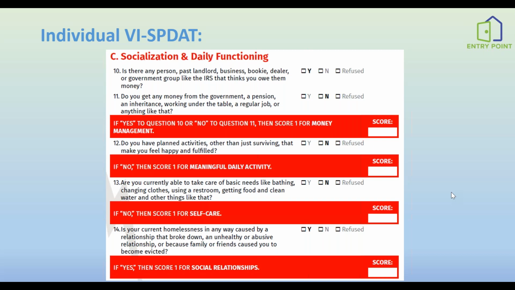The issue is, if I got a bunch of bills from people thinking I owe them money, whether those are legitimate bills or not, that is a risk factor.